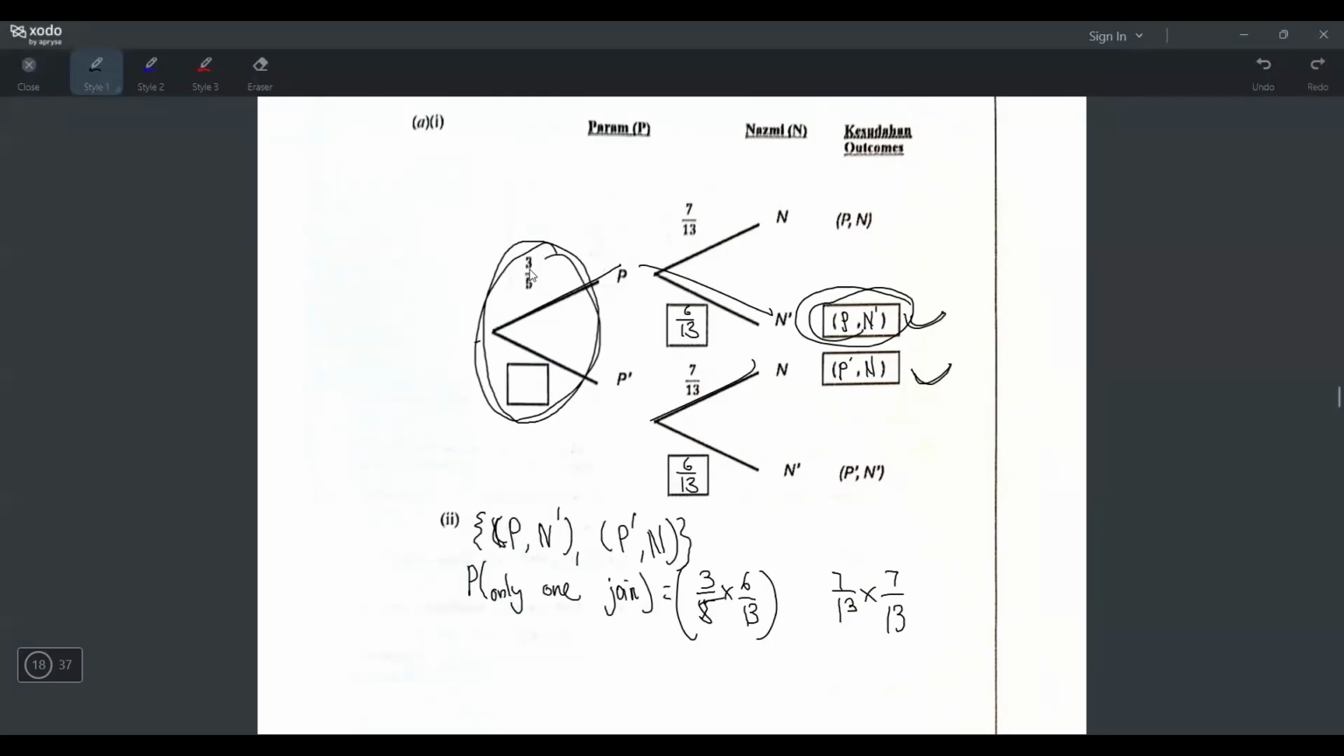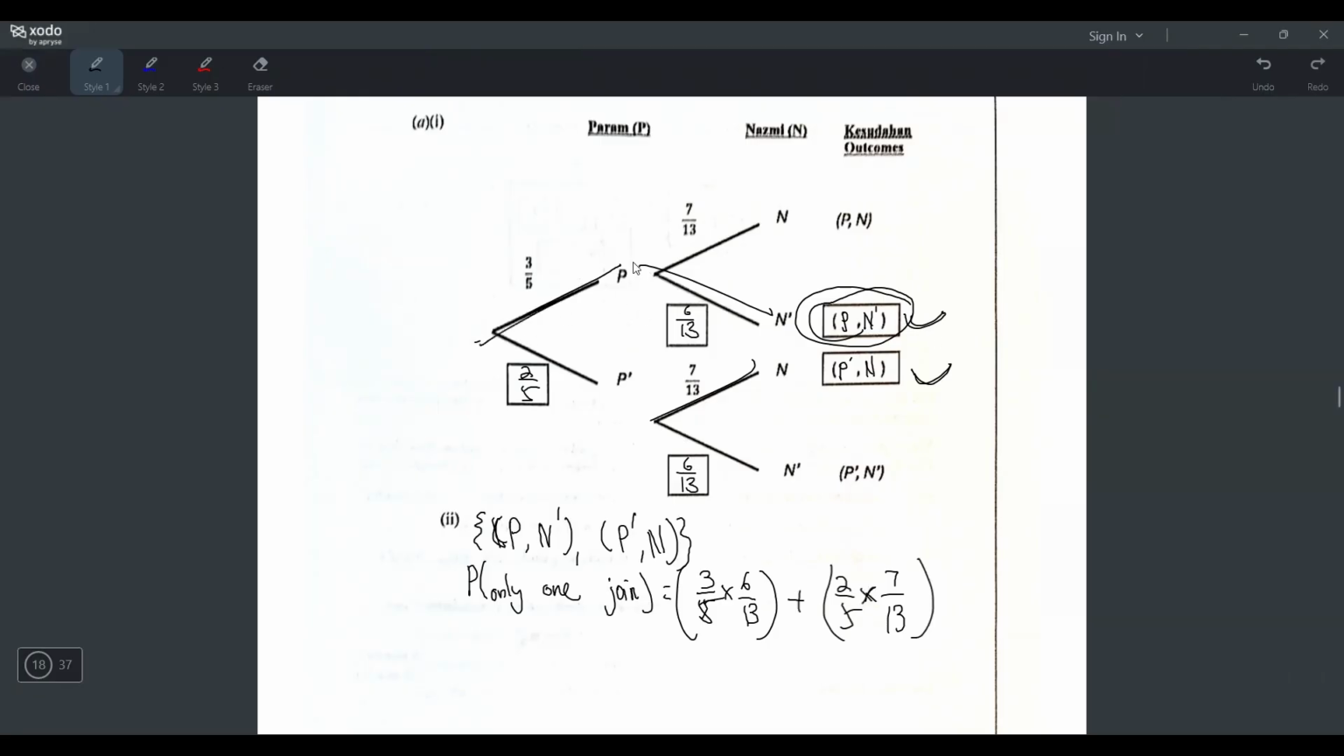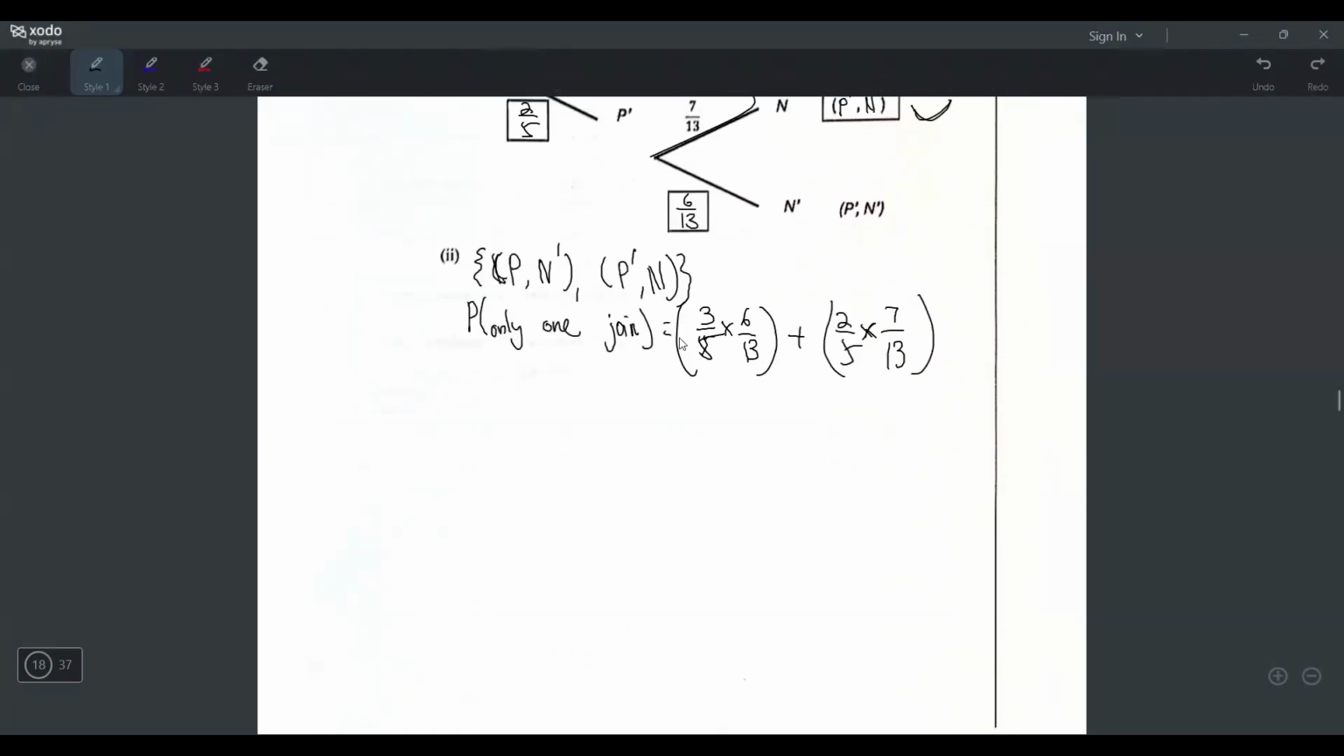I told you, right, the sum here must be 1, right? So this should be 2/5 actually. But this one is correct already. I made a careless mistake. I remember just now I even mentioned the sum here must be 1, and then I continued to make a mistake. Okay, sorry. So this one should be 3/5 times 6/13, but this one is wrong. It should be 2/5, and then multiply with 7/13. And then you add them together. So when you find the probability for this, it must be probability here times probability here. The other one also times, and then plus them together, and then you get the answer.